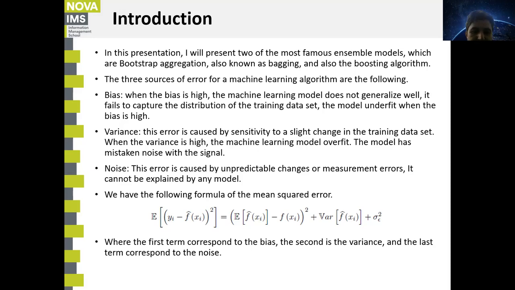And we have the variance. This error is caused by sensitivity to a slight change in the training dataset. When the variance is high, the machine learning model overfits. The model has mistaken noise for signal. And we have the noise. The noise is caused by unpredictable changes and measurement error. It cannot be explained by any model. We have the following formula of the mean squared error. The first term right here corresponds to the bias. The second is the variance, and the last term corresponds to the noise.